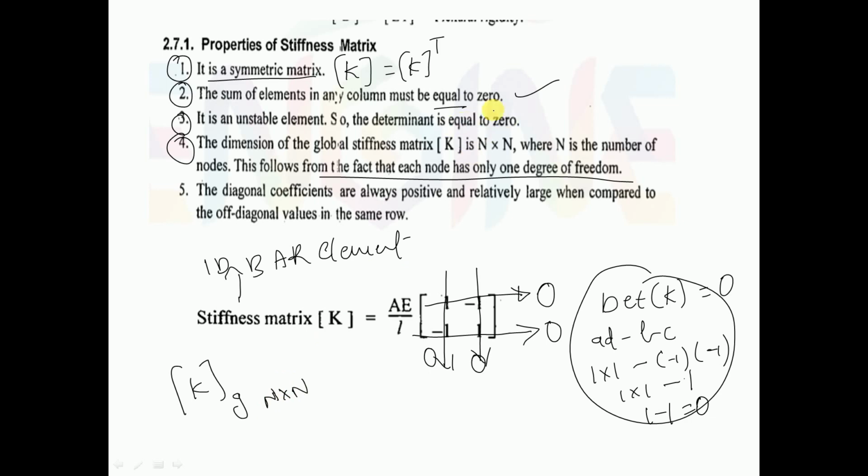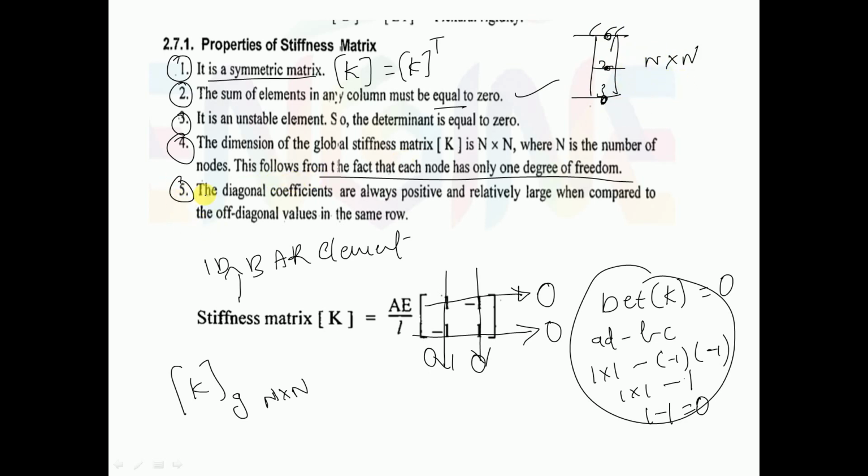Generally for a one dimensional bar element, this is node 1 and this is node 2. Let us say I divide it into two parts. This is node 1, this is node 2, and this is node 3. Then my global stiffness matrix size is n into n, where n is nothing but the number of nodes. What is meant by that?